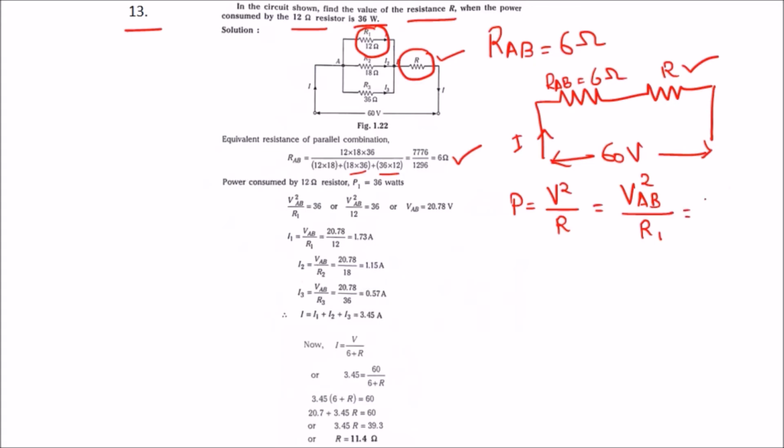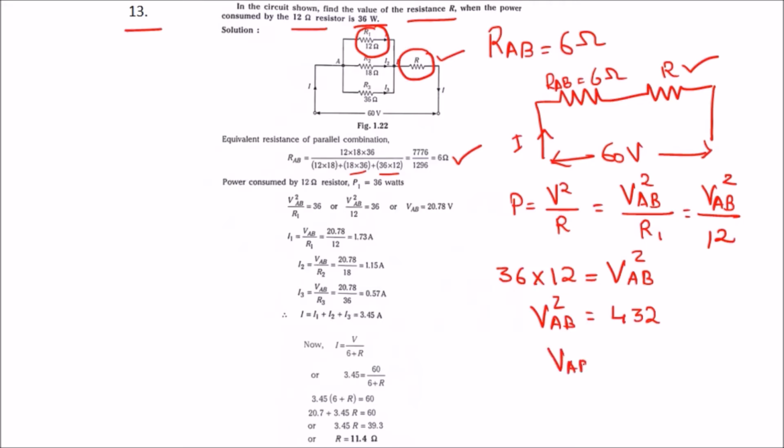So that is nothing but VAB square divided by R1 value, which is 12. So power is 36, so 36 into 12 is equal to VAB square. VAB square is nothing but 432. Now VAB will be the square root of 432, that is nothing but 20.78 volts. So now we have got the voltage across point A and point B.